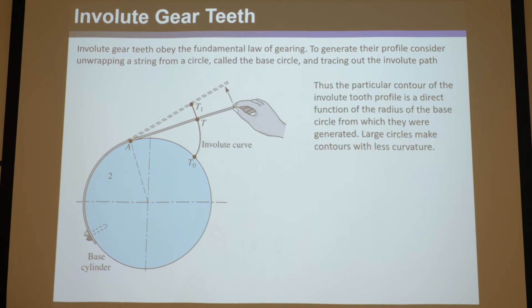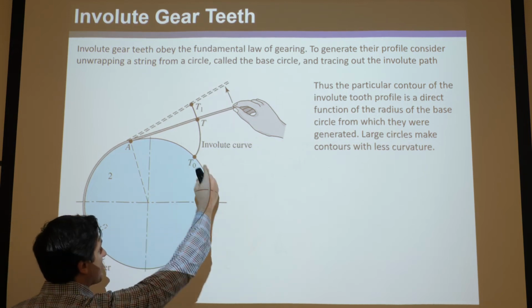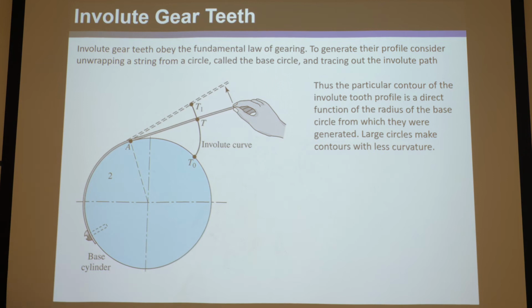A couple of things about this involute profile. The particular contour of the involute tooth profile is a direct function of the radius of the base circle from which it was generated. If you look up the mathematical equation, this profile is very much a function of this base circle radius. As the gear's base circle radius gets smaller, as you pull that string around its base, the involute profile will be more curvy, and it still counts as an involute profile, of course.